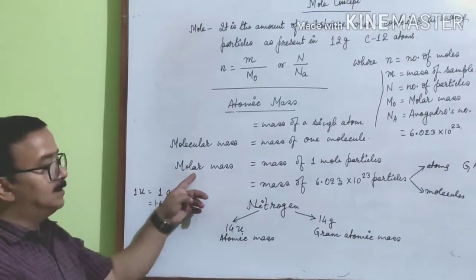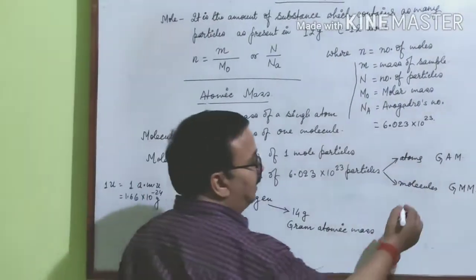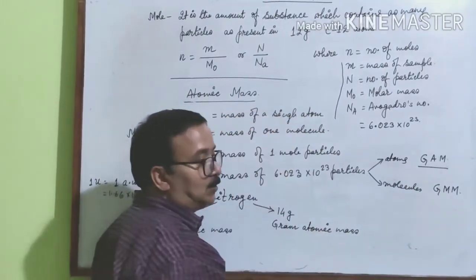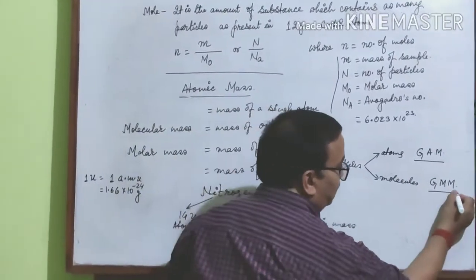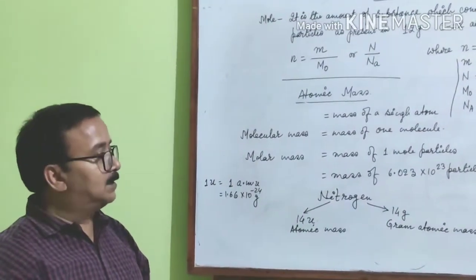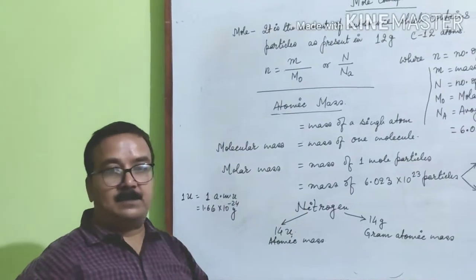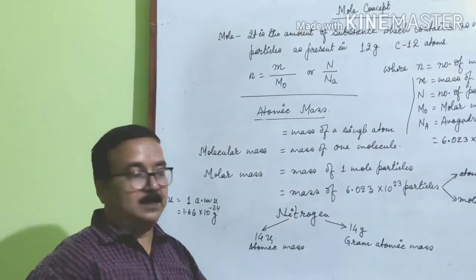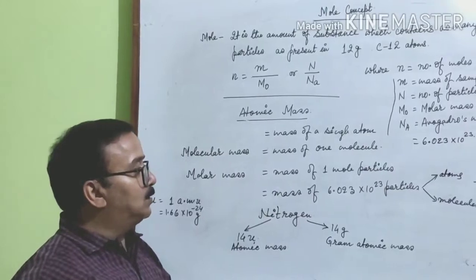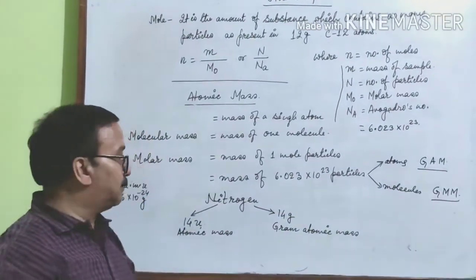So molar mass is expressed in two ways, either in terms of GAM, that is gram atomic mass, or in terms of GMM, that is gram molecular mass. When to use gram atomic mass? When the particles are atoms. And when to use gram molecular mass? When the particles are molecules.